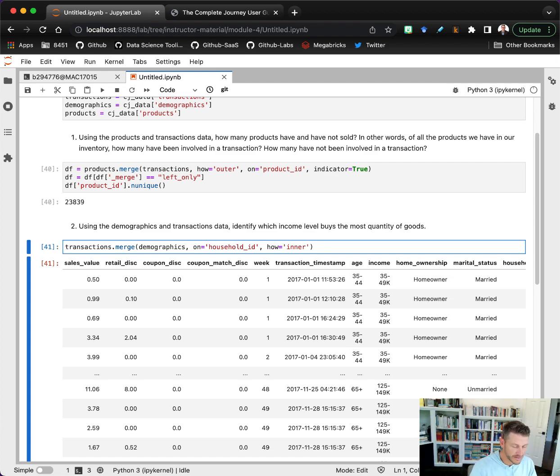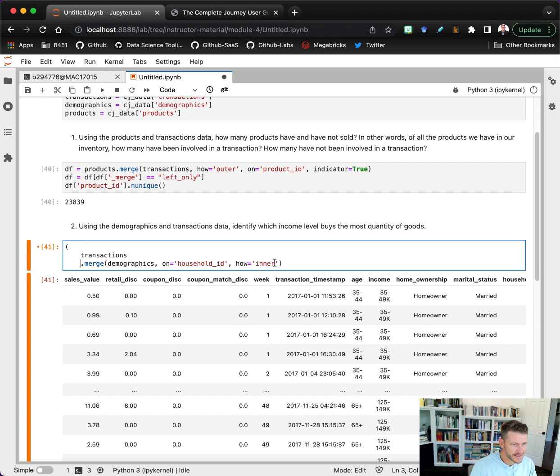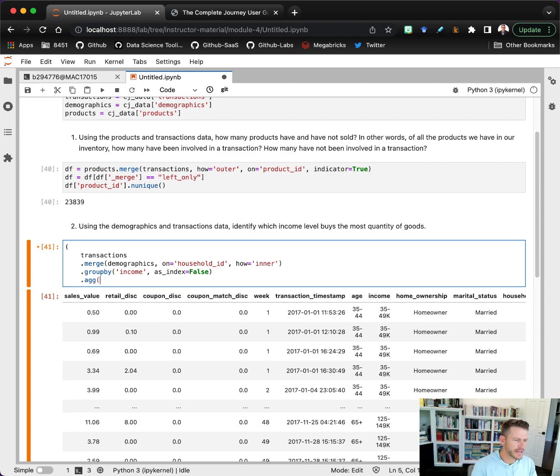So what I can do now, I'm going to go ahead and multi-line this. So now I can say I want to group by the income variable, as_index equals False, and I want to use agg, and what I want to do is take the quantity variable, and I want to get the sum of all items purchased.